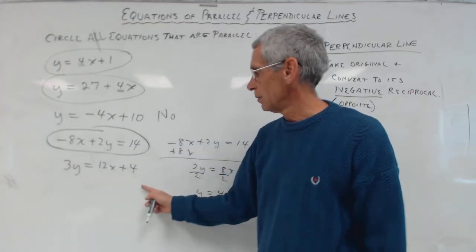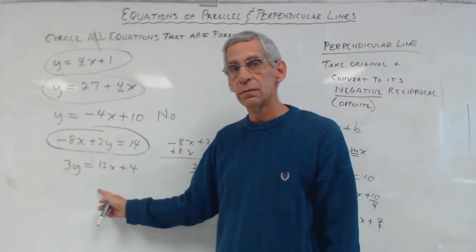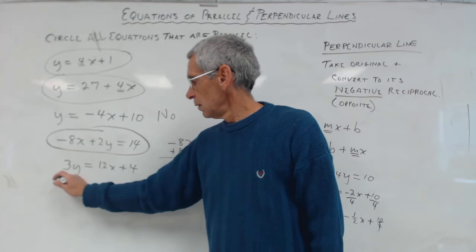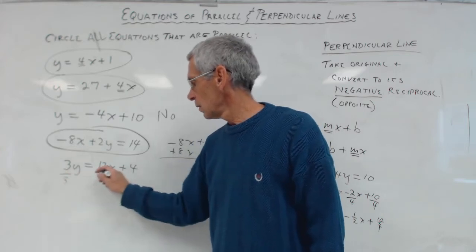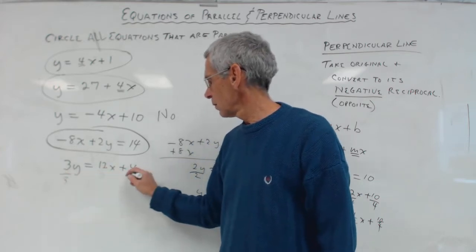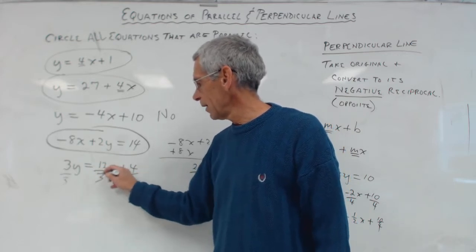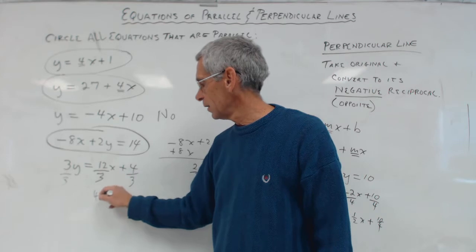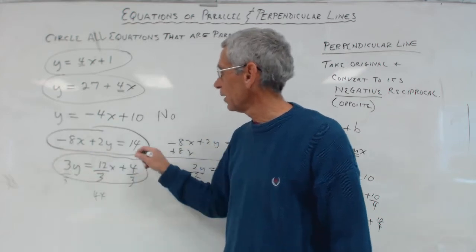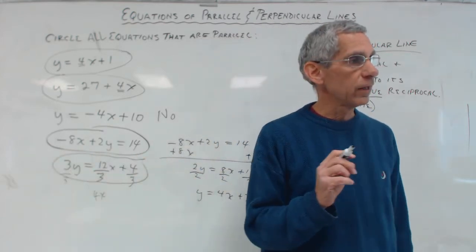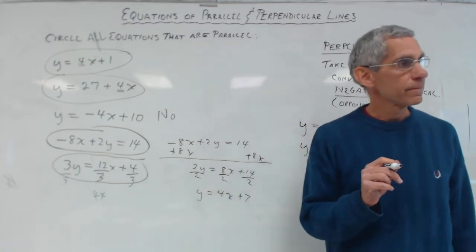Now, is this parallel? Yes, it is. How do we know? Because if you divide by 3, the 12 divided by 3 is 4, so that's 4x. Therefore, this is also parallel. Does that make sense? Do you guys understand?